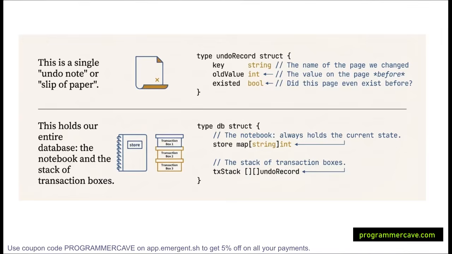First, we've got the store. This map is our single source of truth. It's the whiteboard everyone reads from. This design is why our get operations are so fast. Then we have TX stack, which is literally a stack of those transaction boxes we talked about. Every time we call begin, we just push a new empty box onto the top of this stack, ready to hold our undo notes.